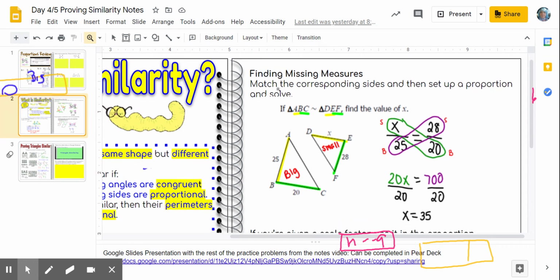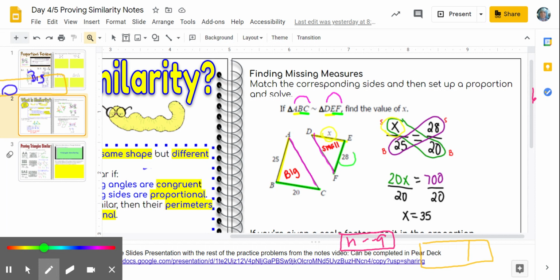So finding missing measures, you match the corresponding sides. We've been doing that. So yellow goes with yellow, green goes with green, and we find that from the key up here, right? So we could even add pink goes with pink because AC is the first and the last, and DF is the first and the last, right? Then I've got the X from the small triangle on the top, and it goes with the 28 because they're in the same triangle. Both of those are in the same triangle, the small triangle.